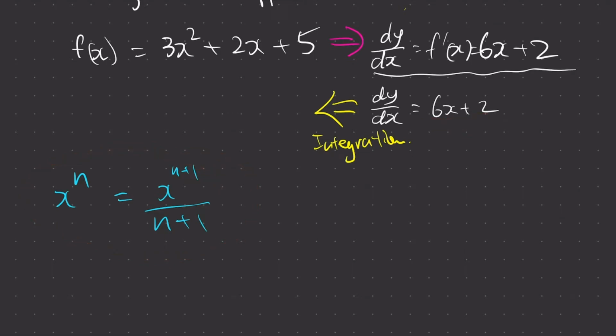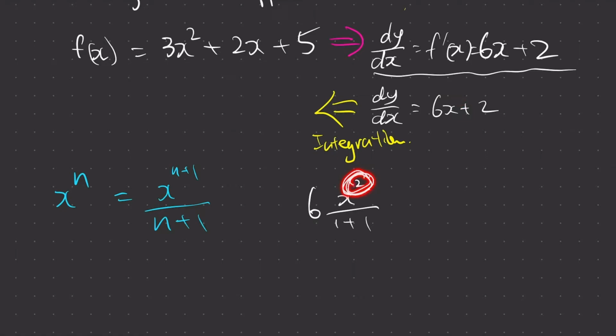So if we were to put this into our question, well, we have 6x plus 2. What is the integral of 6x? Well, it will be 6, x to the power of 2 over 1 plus 1, okay? Why? Because this 6 goes here. 6 does not change, okay? Now, look at this x. x has power 1, right? So what is 1 plus 1? 1 plus 1 is 2, okay?